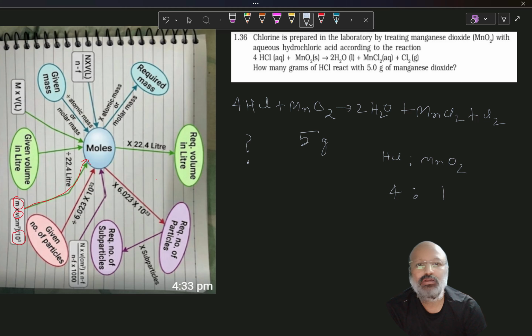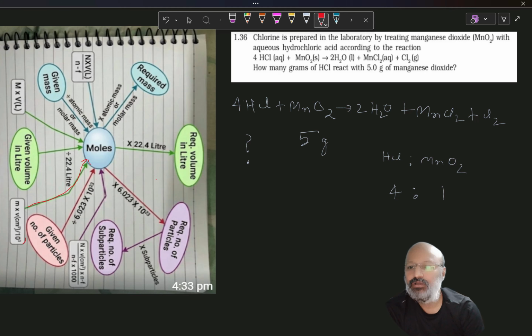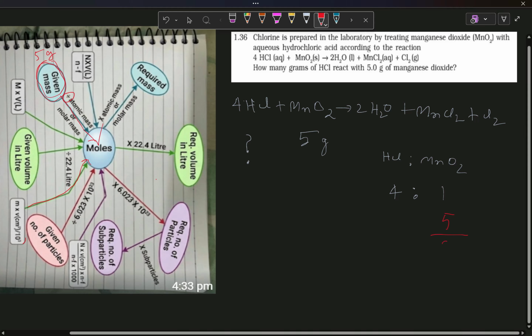So now, where we are exactly present, let me show you. We are present in the given mass here basically. And this data is given, 5 gram. Now your job is to reach this particular point, mole. So to reach it, you can see this clearly, we need to divide. So now I'm going to divide it. 5 gram divided by the molecular mass of MnO2, that is 87 gram.